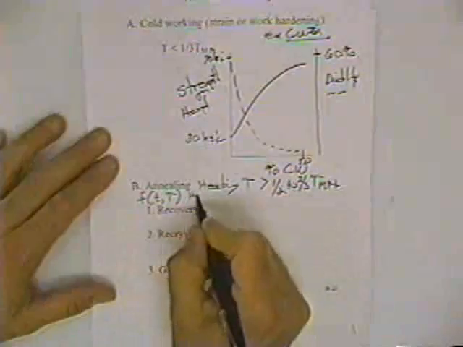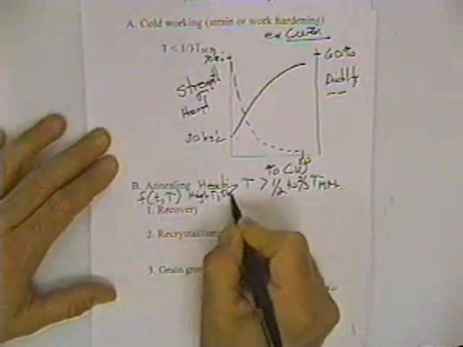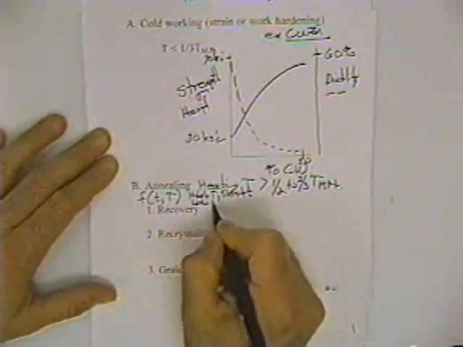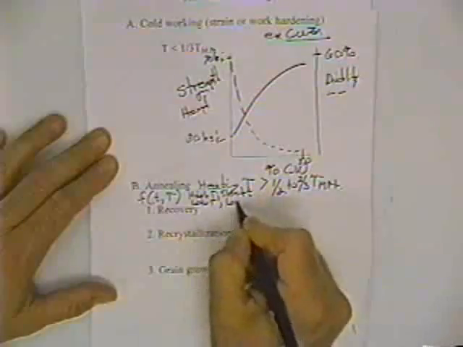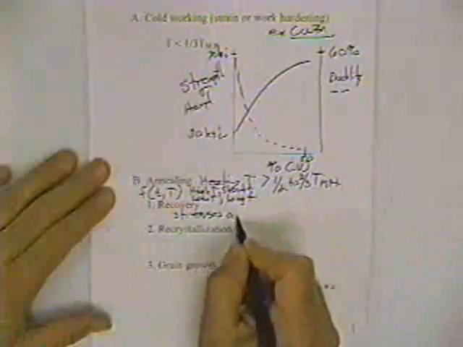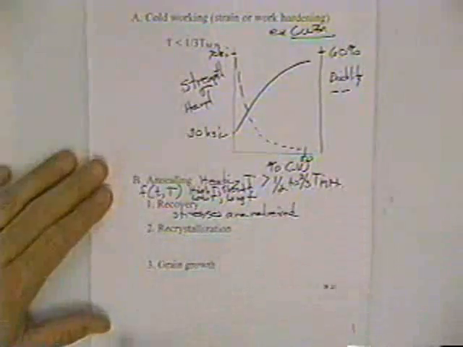You can use high temperature, short time, or low temperature, long time. And the process of annealing involves three stages. Recovery, where stresses are relieved.